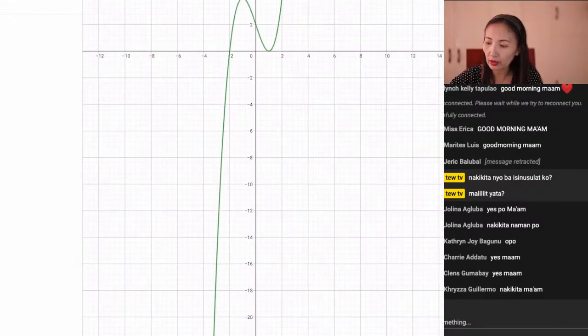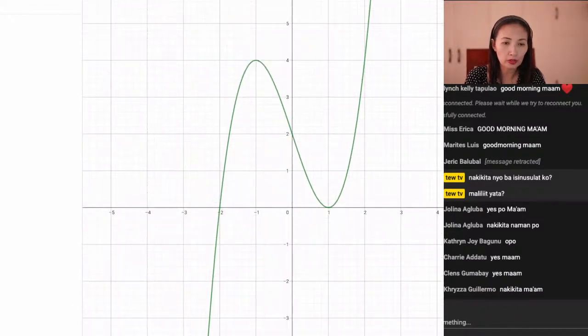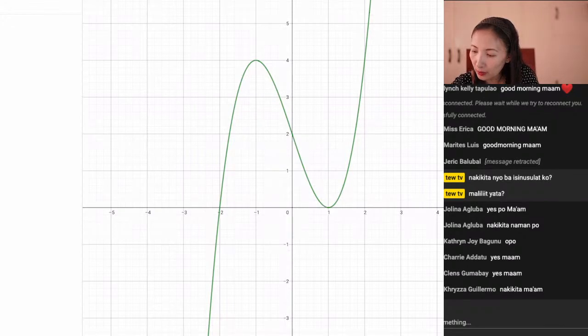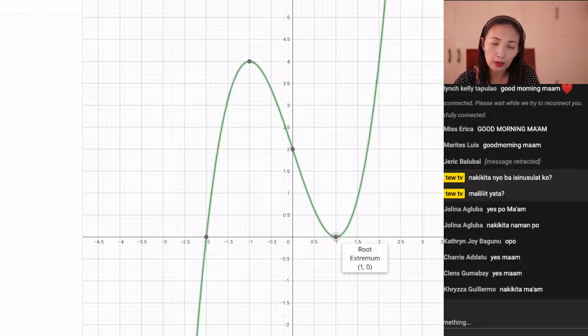Compare it to the graph that we have generated a while ago manually. If you try to graph it using that app, you'll end up with the same graph that we have generated. So really, the function has a local maximum, an extremum at negative 1, 4, correct? And the other extremum, or local minimum, which is 1, 0.